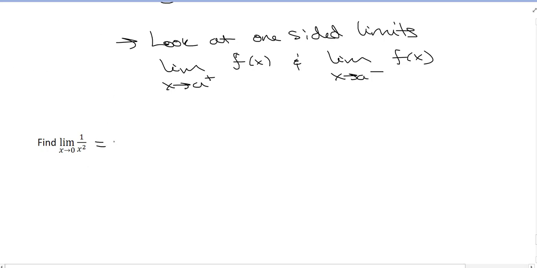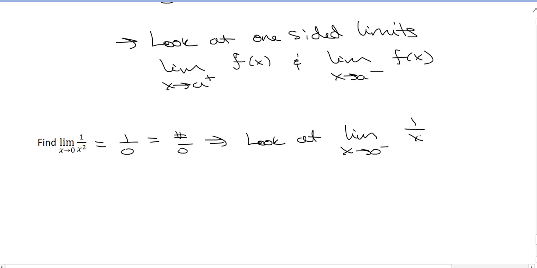With limits, the first thing you do is plug in, so you get 1 over 0. So this means number over 0. We're going to look at one-sided limits. So I'm going to look at the limit as x goes to 0 from the left of 1 over x squared and the limit as x goes to 0 from the right of 1 over x squared.